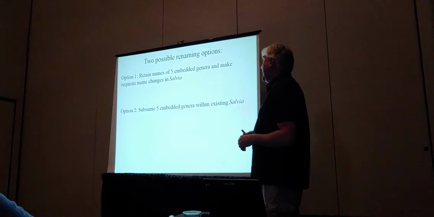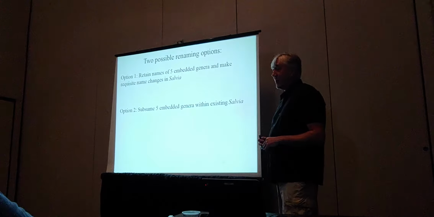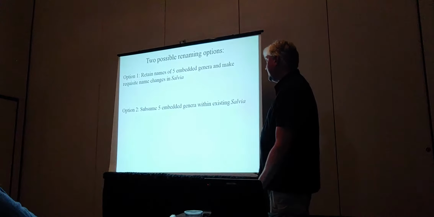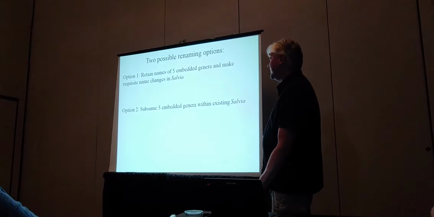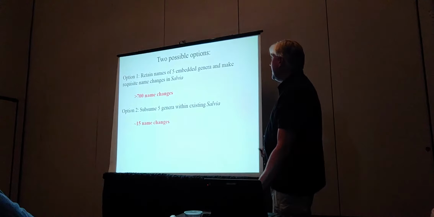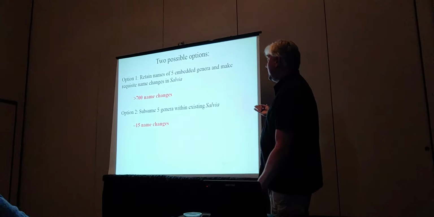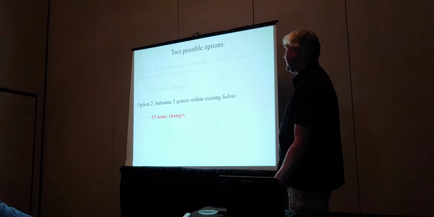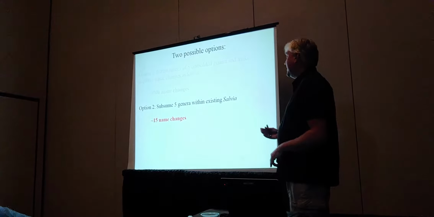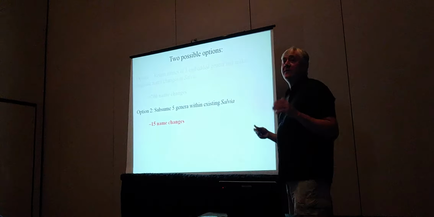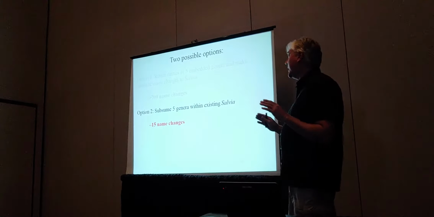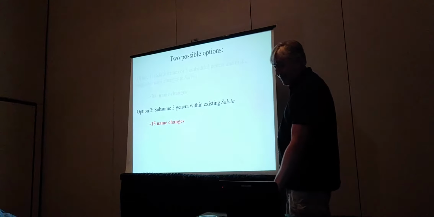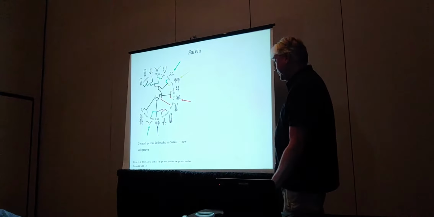One, retain the names of the 5 embedded genera and make requisite name changes in Salvia, or number 2, subsume the 5 embedded genera within existing Salvia and change those names. Option 1 would require 700 name changes, option 2 would be 15 name changes. We've advocated for option 2. But there's an argument for the other way too. It's certainly not a one-way. They're both phylogenetically defensible. We have advocated for option number 2.